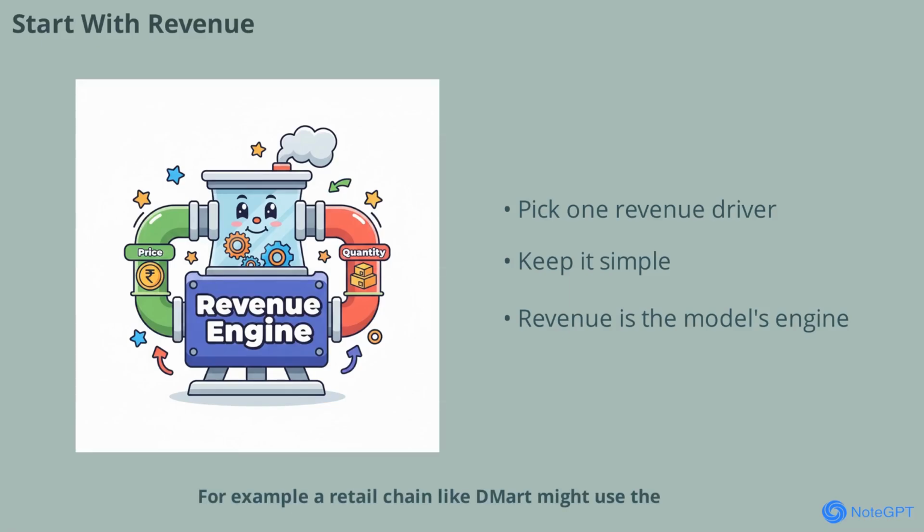For example, a retail chain like Dmart might use the number of stores multiplied by average sales per store. The key is to avoid overcomplicating things at this stage. Focus on the main way the company earns money and build from there. This approach sets a solid foundation for the rest of your model.